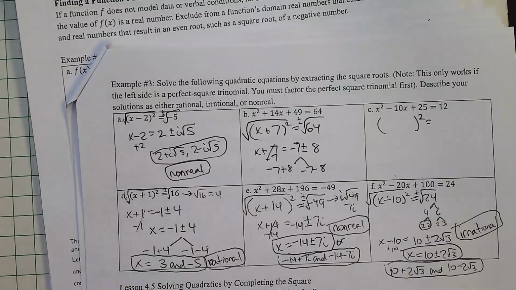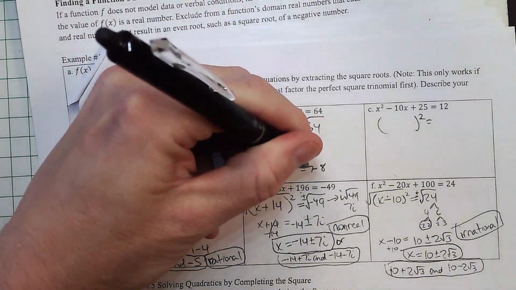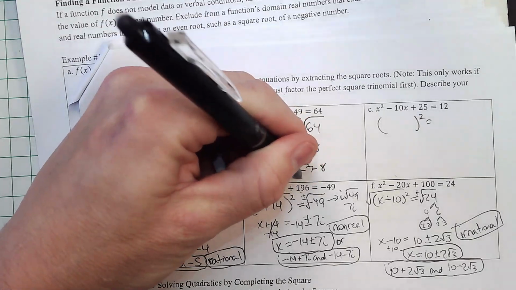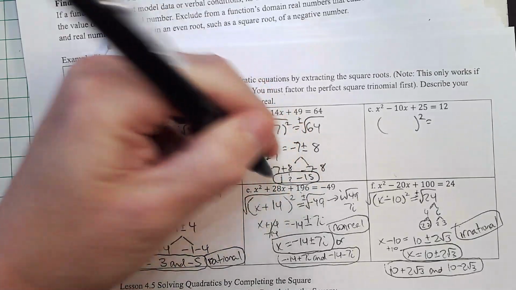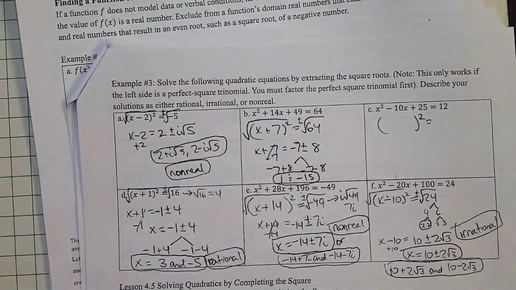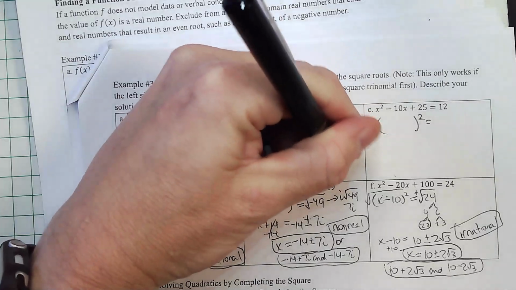What's negative 7 plus 8? 1. Negative 7 minus 8? Negative 15. So 1 and negative 15. Are those rational, irrational, or non-real? Those are nice ones, so they're rational. Good job.